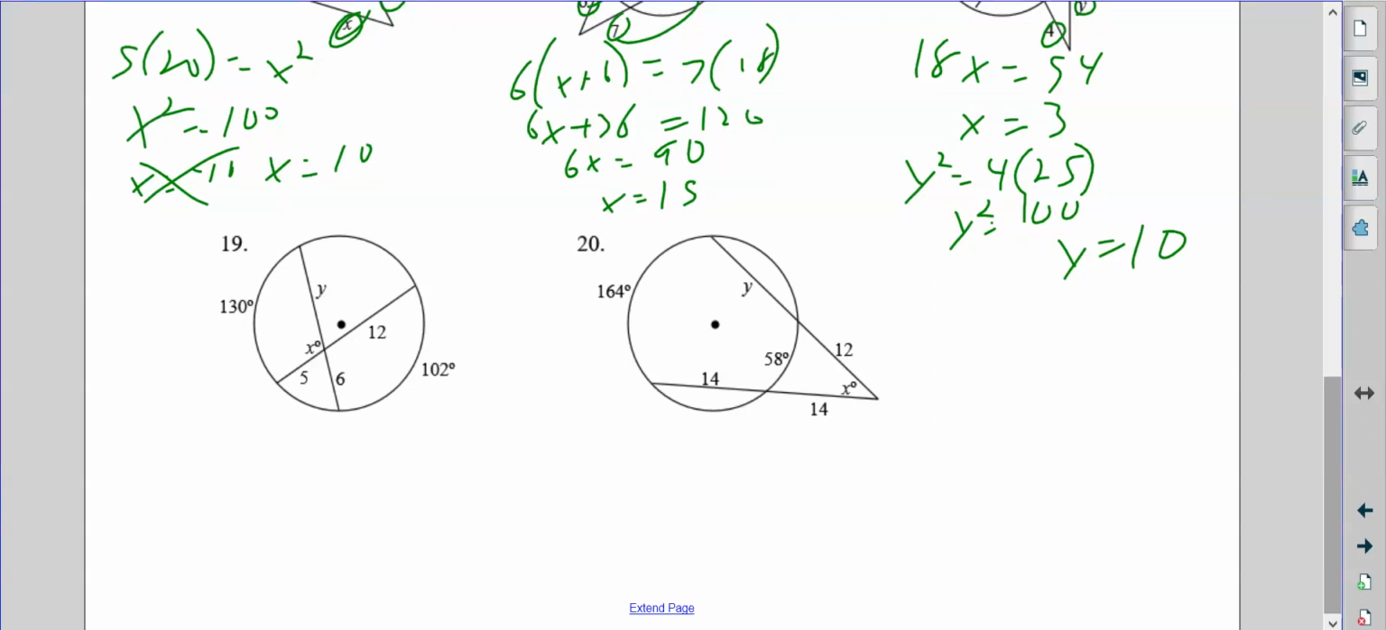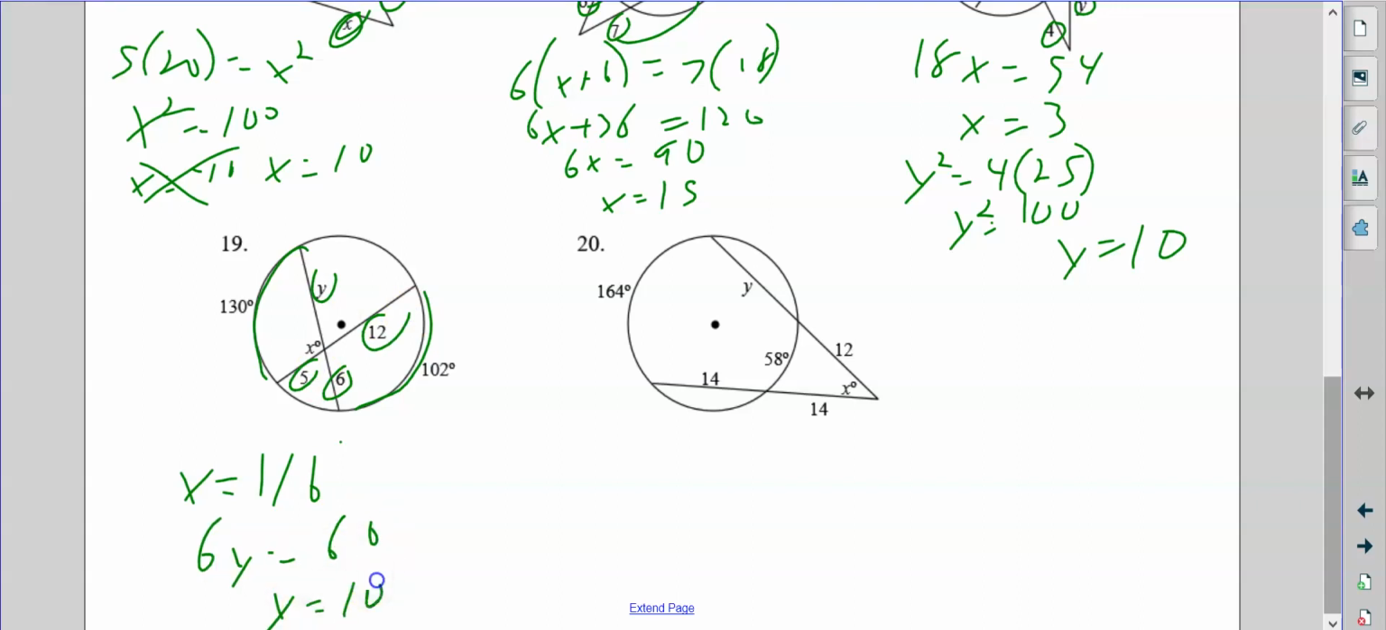So two different types of problems here. First off, we're doing this arc plus this arc divided by 2. So 102 plus 130 is 232. Divided by 2 is 116. Then we're dealing with the inside lengths, not angles. Part times part equals part times part. And y equals 10.